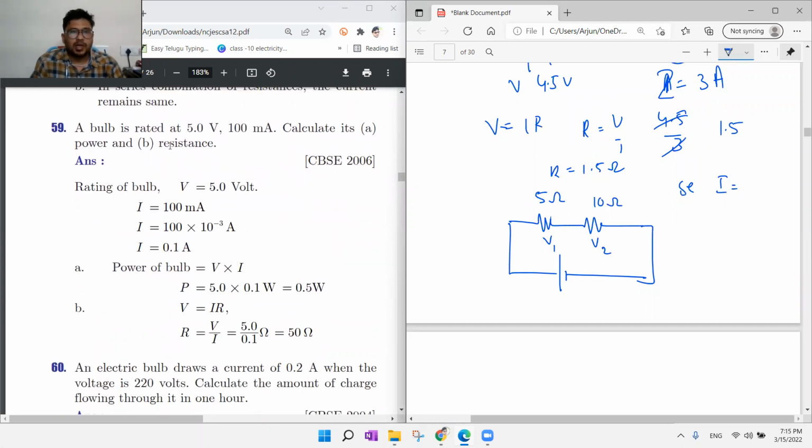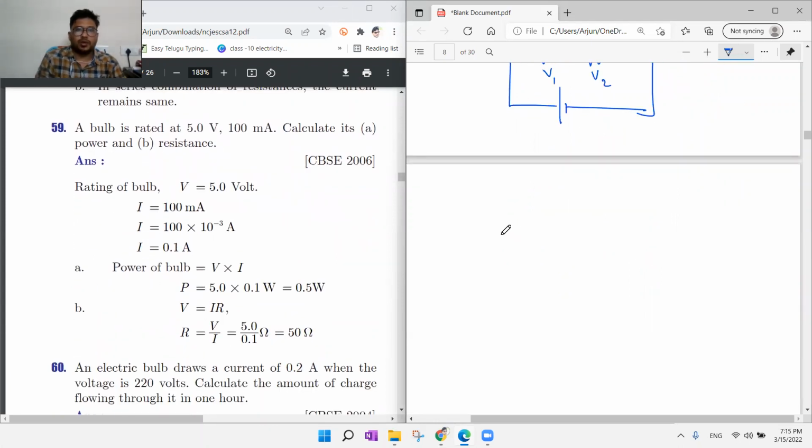59. A bulb rated at 5 volt. So voltage value is equal to 5 volt, and current is 100 milliampere. I value is equal to 100 milliampere. Calculate power. P is equal to, we have to calculate, we know V into I. Resistance R is equal to question mark.